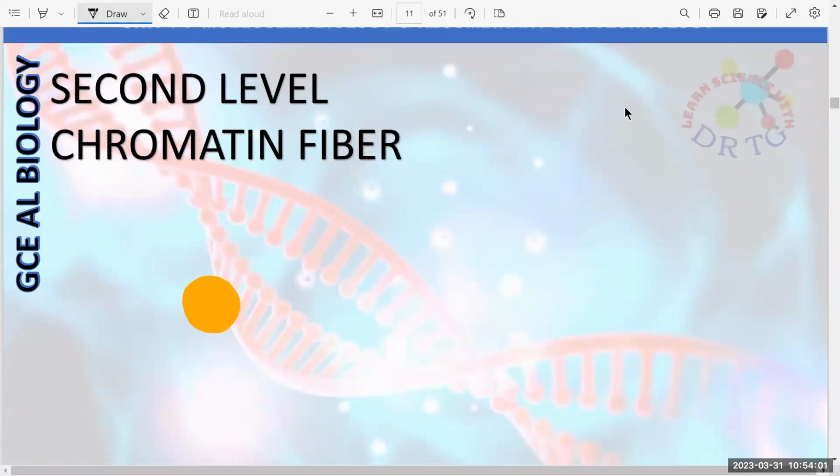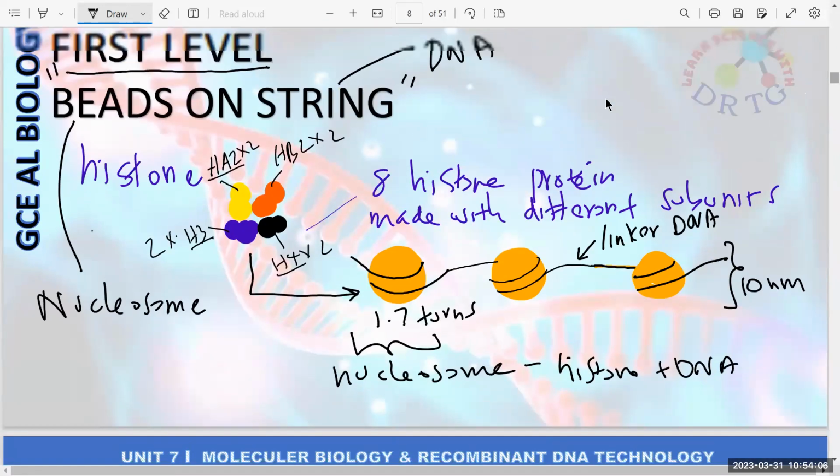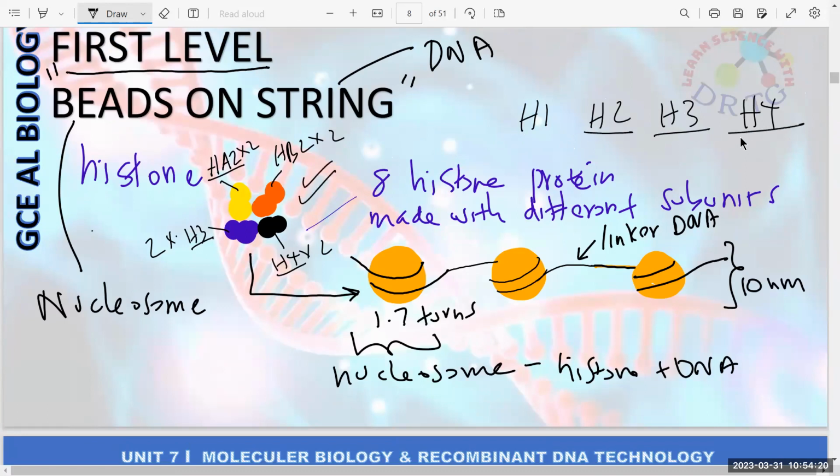Sir, can you explain that naming, sir, again? So it's just easy: H1, H2, H3, H4. These are the names given to the different histone proteins. And we can see H2 here, yes. We can see H3 here, yes. We can see H4. But H1 is missing. In the original nucleosome, we learn H1 is missing.